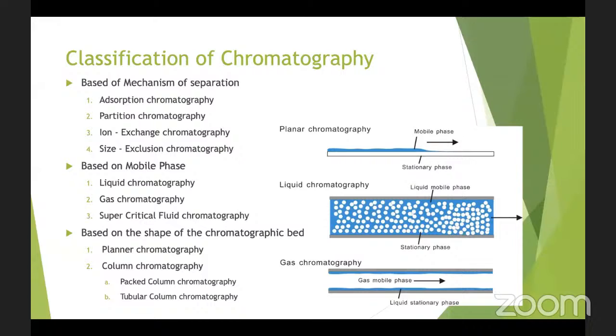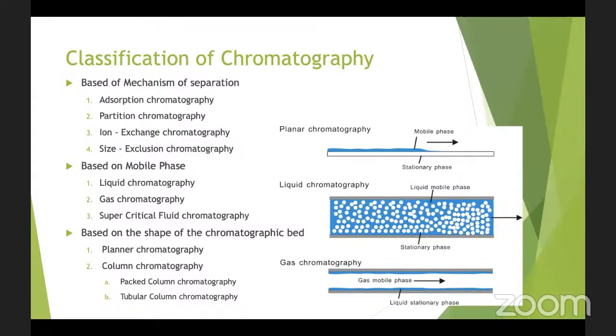Then, partition chromatography. In partition chromatography, the separation is on the basis of sample partition due to its solubility in liquid mobile phase. There are some samples which are easily soluble in liquid, and some samples which are less soluble in liquid. So, depending upon their solubility with the liquid mobile phase, partition chromatography works.